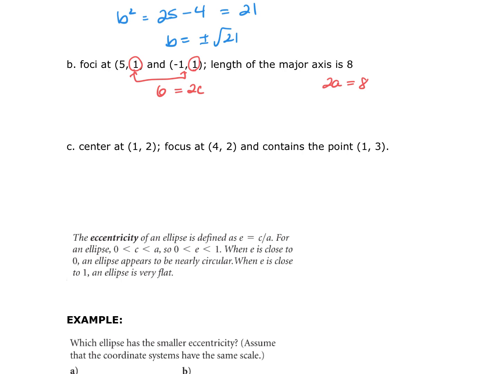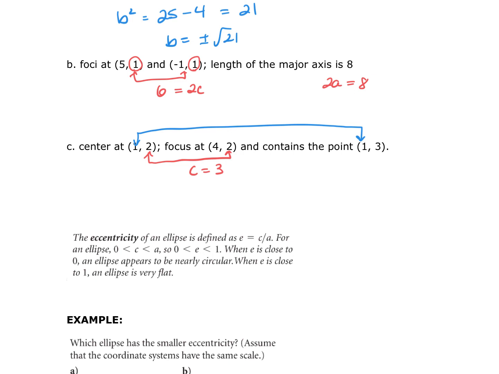Again, I'm going to look at this one. Notice how my y values are not changing. So I know the distance traveled from the center to the focus is 3, so that is c. So my c is equal to 3. And it contains the point (1, 3). Notice that this one and this one are the same. So that's going to help you a little bit.